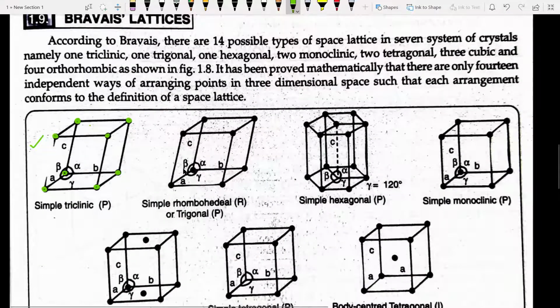Represented by this. All the sides are equal. A, B, C are equal. All the angles are equal, but none of them is 90 degree. So this is trigonal structure.